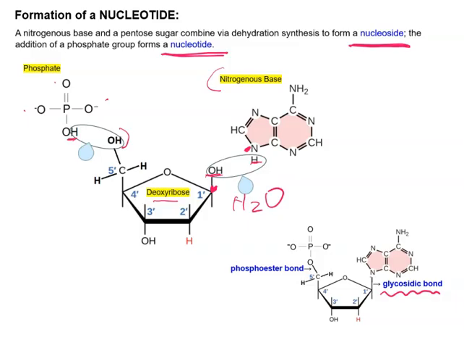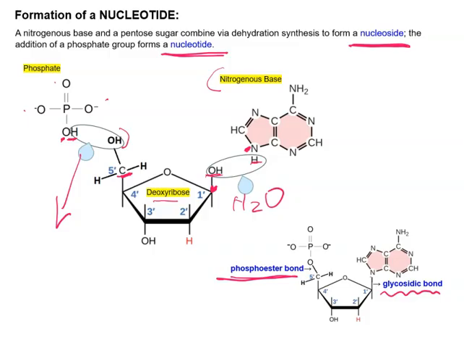So once again, we have H2O, that's your water molecule, that's going to be released, and the bond between this carbon and this oxygen is going to form. What do we call this bond? Phosphoester bond. So if we make one more, guess what we're going to have? We're going to have what's called a phosphodiester bond that's going to link up those nucleotides.